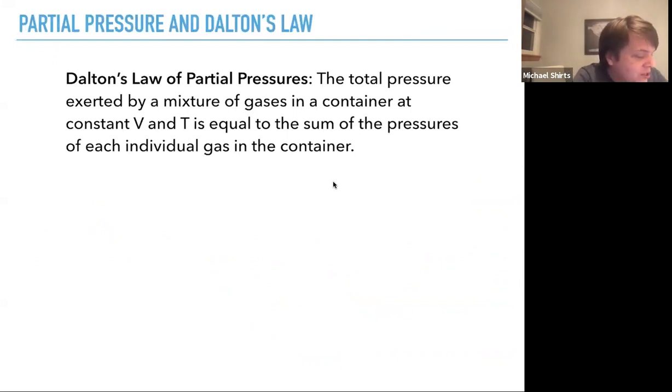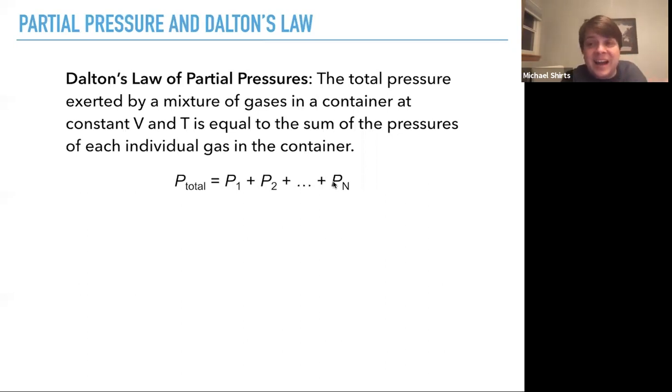Dalton's law of partial pressure says that the total pressure exerted by a mixture of gases in a container at constant V and T is equal to the sum of the pressures of each individual gas in the container. So that the P total is the sum of the pressures due to just the components. Another way to think about this is if it's an ideal gas, the other molecules in the ideal gas don't notice each other. So you calculate the pressure due to one, then calculate the pressure due to the next, because it was just that in the volume, add them together, you got the total pressure.